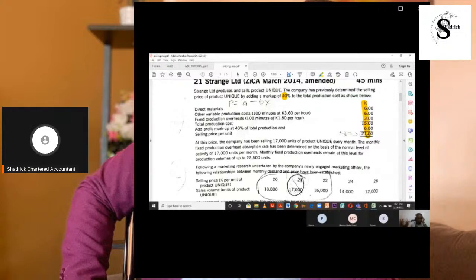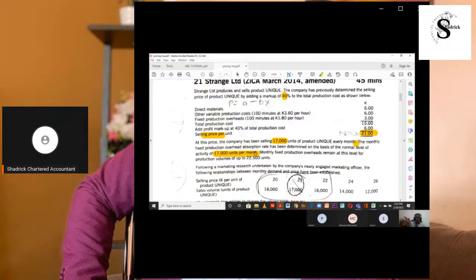So, the examiner says, at this price, the company has been selling 17,000 units of product Unique every month. At what price? At 21. So, at this price, 21 kwacha per unit, this company has been selling 17,000 units. You must understand that's significant. The monthly fixed production overheads absorption rate has been determined on the basis of the normal level of activity of 17,000 units per month.